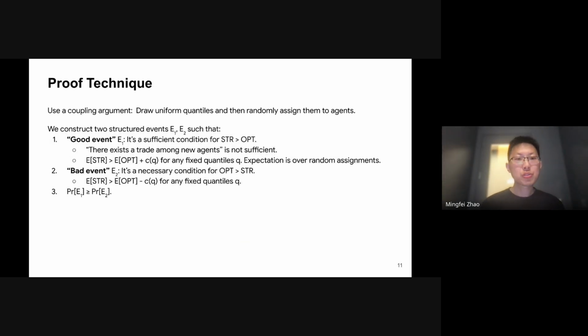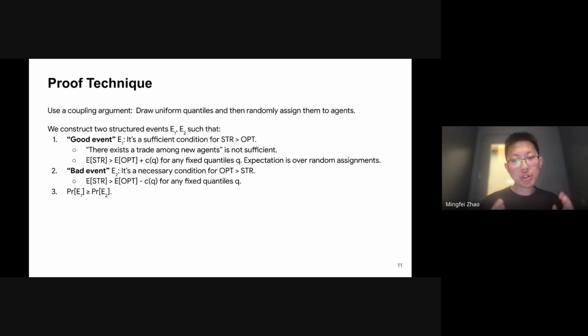And then we construct 2 structured events, one good event, one bad event, that satisfy the following conditions. First, for the good event, we need this event to be a sufficient condition so that the seller trade reduction outperforms the opt. As we discussed in the previous slides, the event that there exists a trade among the new agents is not sufficient, so we have to design it carefully.